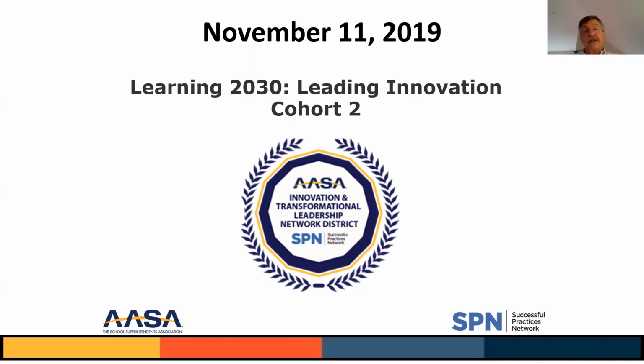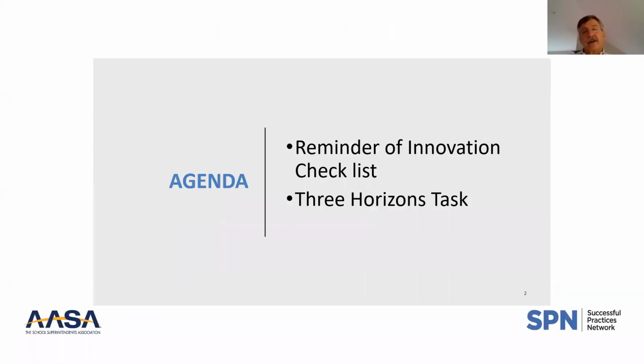Another 5-minute podcast. This one might be 6 minutes. We'll see. But let's get started. In this podcast, I'm going to remind you about the innovation checklist that you could use to self-evaluate your system. And then I want to go over, and I'll do it in a rapid-fire way, the 3 Horizons task, which we were looking at in Denver. We really did not have a lot of time to work with it, but I thought I'd walk you through it. That way, if you chose, you could do it with your team.